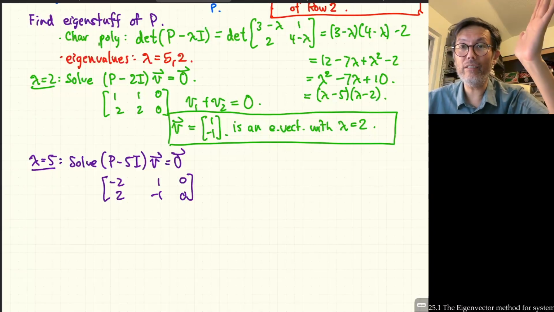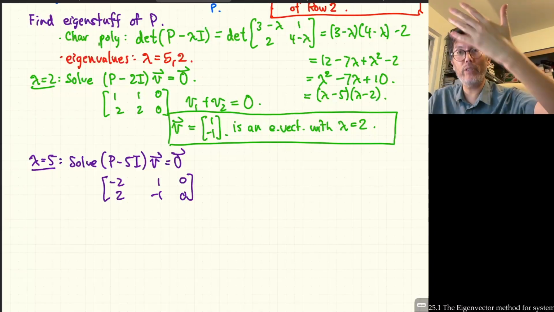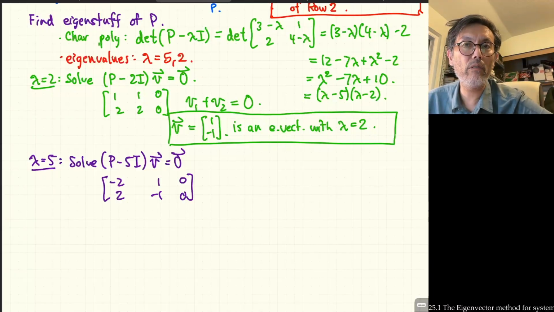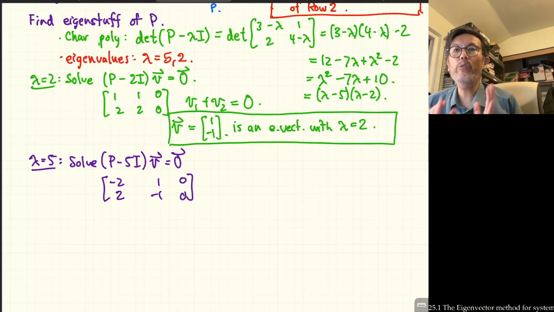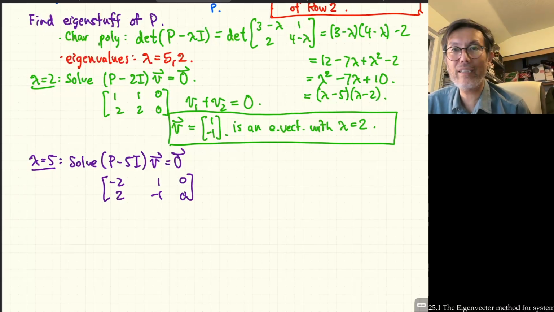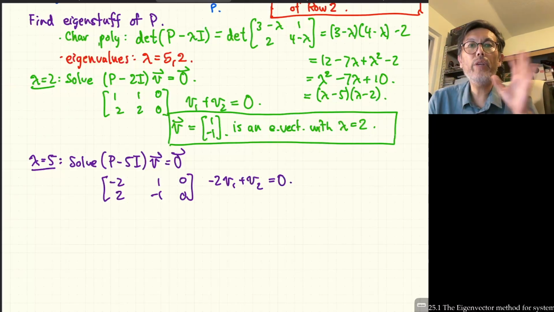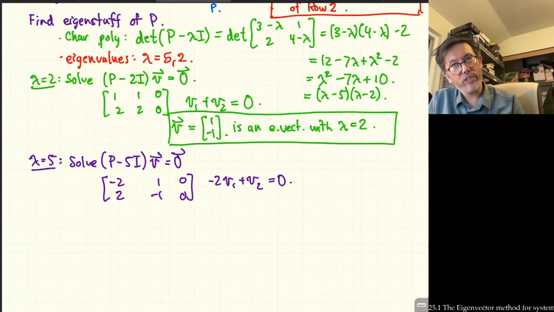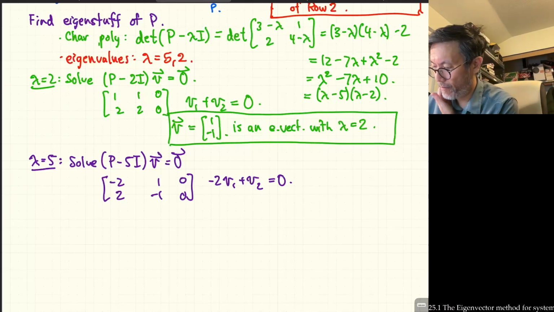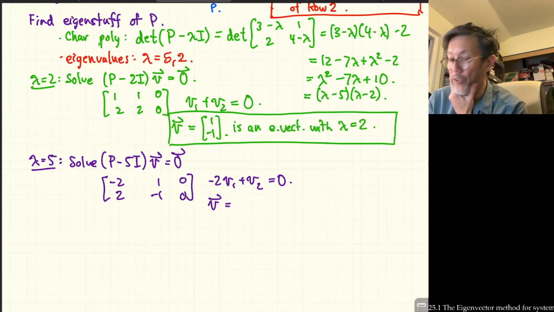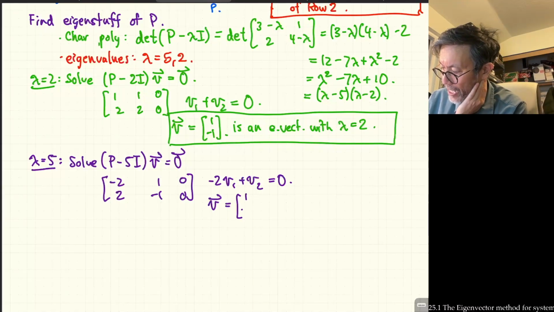Again, you see that the second row is a scalar multiple of the first row. So there's no new information provided by that second row. What we learn from this is that -2 v1 plus v2 must be 0. So we need a vector v1, v2, which satisfies this condition here. And we can take, I don't know, v1 to be 1, which would make v2 be -2.